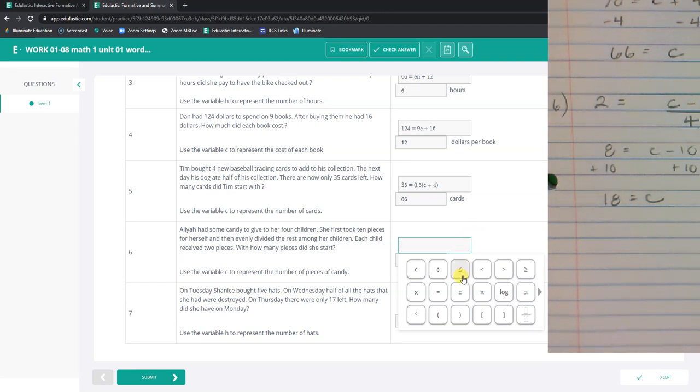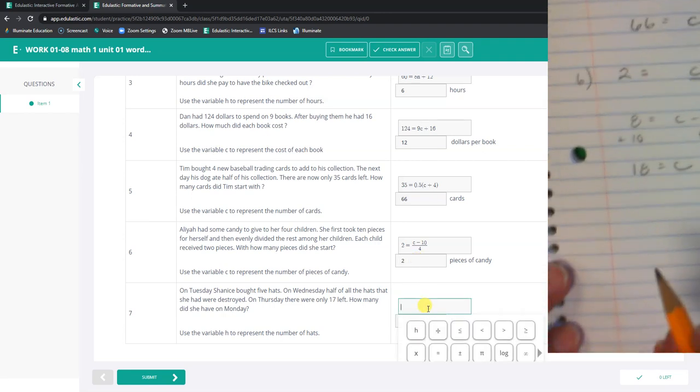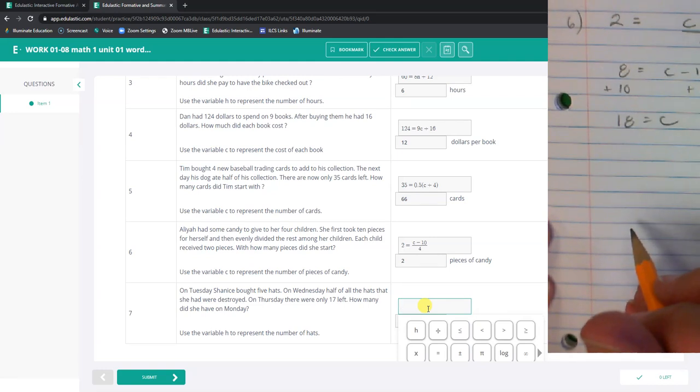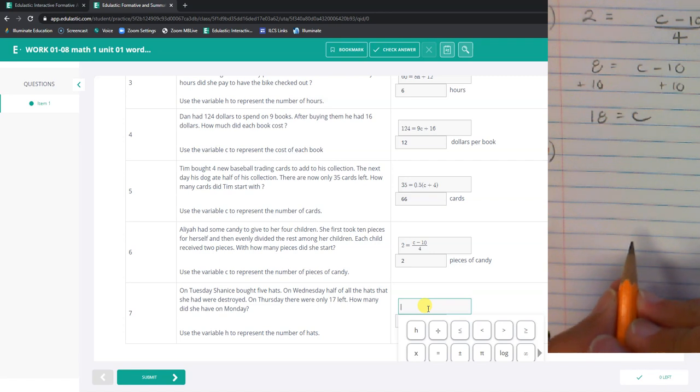But we'll go with 2 equals C minus 10 over 4. And 2 pieces of candy. And then finally, number 7. On Tuesday, she bought 5 hats. On Wednesday, half of her hats were destroyed. On Thursday, there were 17 left.